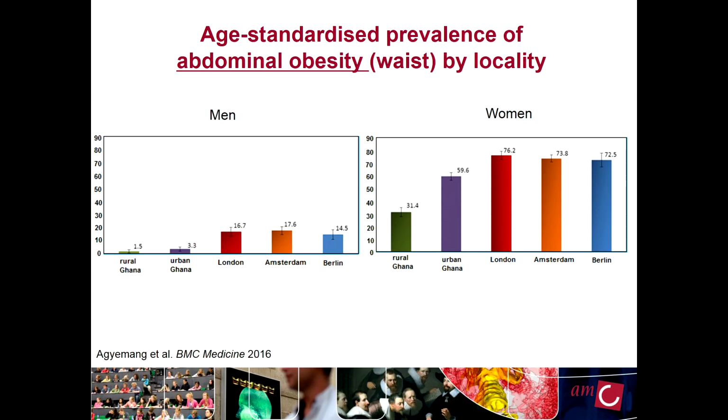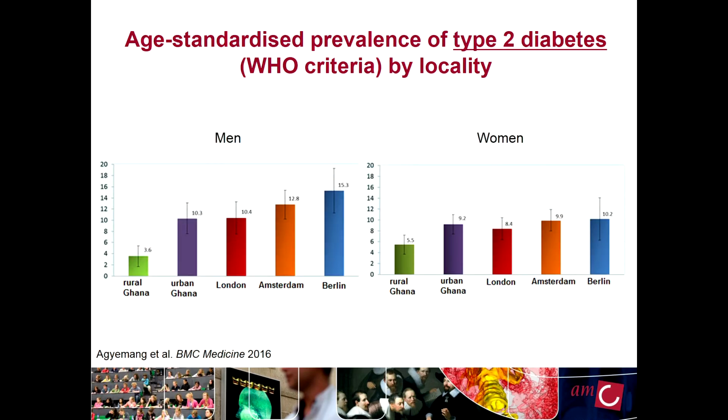Previously, it was illustrated to look at different obesity measures. So this is data for abdominal obesity based on waist circumference. And again, we see a very high burden among women, up to 76% in London, and much lower rates of abdominal obesity in men. This is contradicting the data that we see for obesity. While we see a much higher burden of overweight and obesity among women compared to men, the burden of diabetes is actually higher in men than in women.